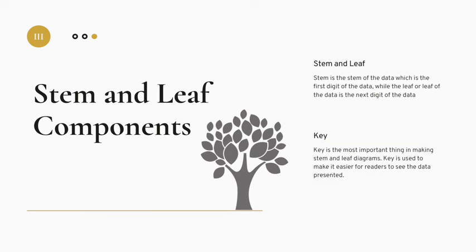Stem and leaf components. Stem is the stem of the data, which is the first digit of the data, while the leaf of the data is the next digit of the data. And the second component is key. Key is the most important thing in making stem and leaf diagrams. Key is used to make it easier for readers to see the data presented.